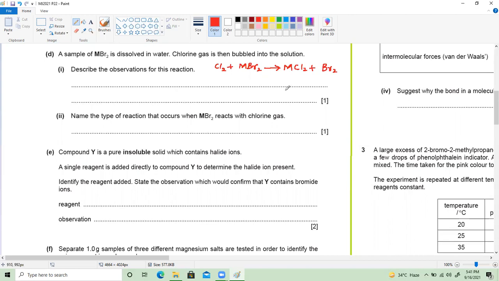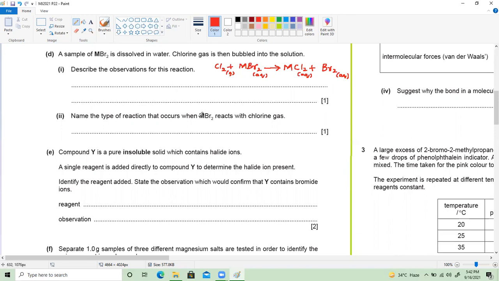So what should be the observation for this reaction? Chlorine we know is a yellowish green gas. All the compounds of bromine... are white and their aqueous solutions are colorless. And here bromine is produced in its aqueous solution. So what should be formed?